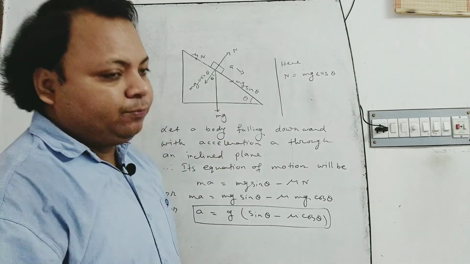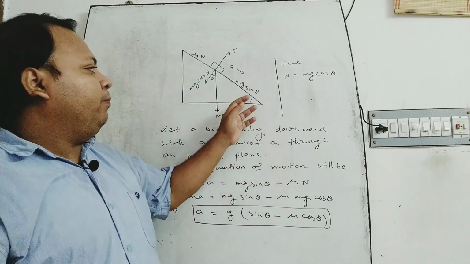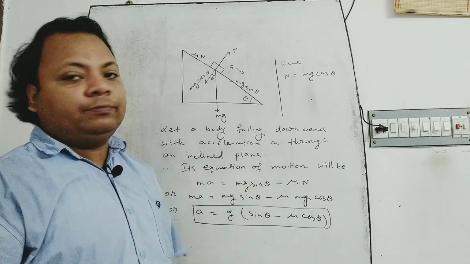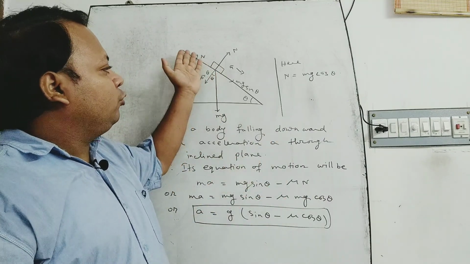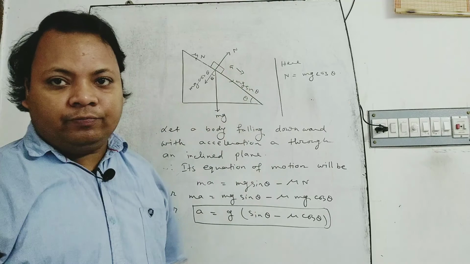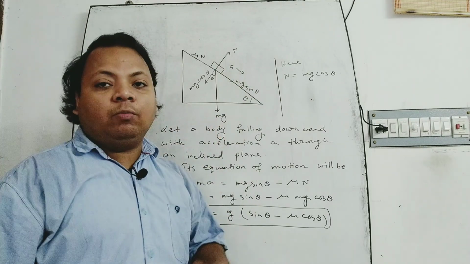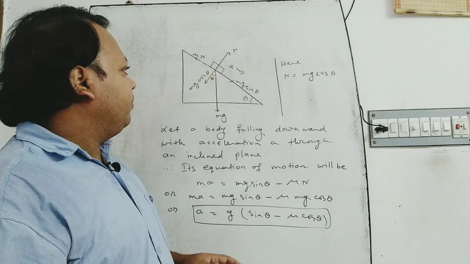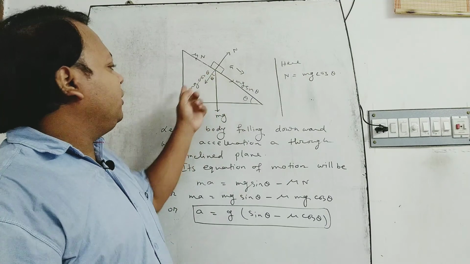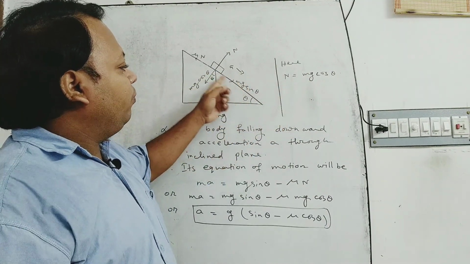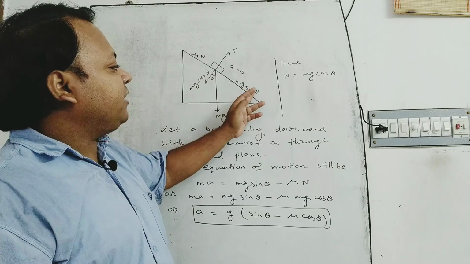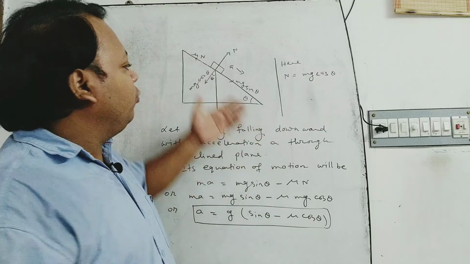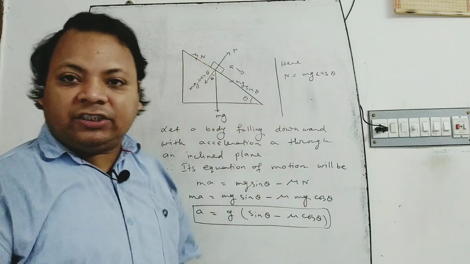When a body is placed on an inclined surface, the angle between the horizontal surface and the inclined surface is theta. The body slides down the inclined surface with an acceleration a. Here the coefficient of friction between the body and the inclined surface is mu. Normal reaction is N, and here N is equal to mg cos theta, and the component of the weight, mg sin theta, is responsible for moving the body in the downward direction.